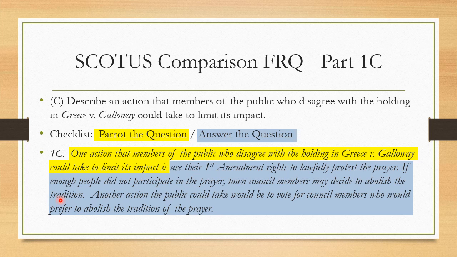But hold on, I did something else. Hopefully you recognized it. I used the spare tire. Or in other words, I gave a second example to bulk up my response. Another action the public could take would be to vote for council members, vote being the key word here, who would prefer to abolish the tradition of the prayer. Remember, Eagles, you're not marked down for things that you get wrong. You're only given points for things you get right. So if you have time or a second idea, throw it in there. It's the spare tire. It won't hurt you. It can only help you. So in this case, I threw it in there as a second response.